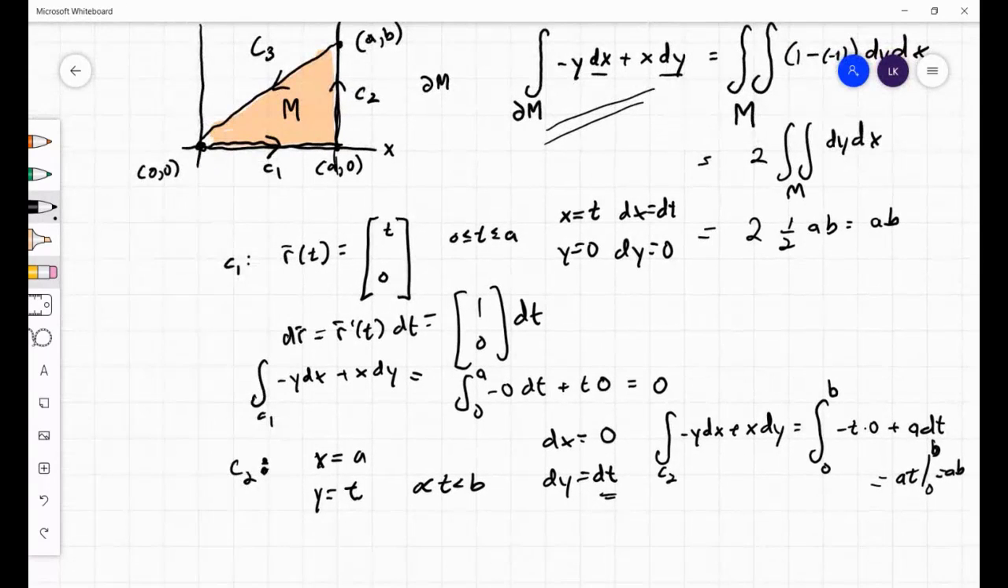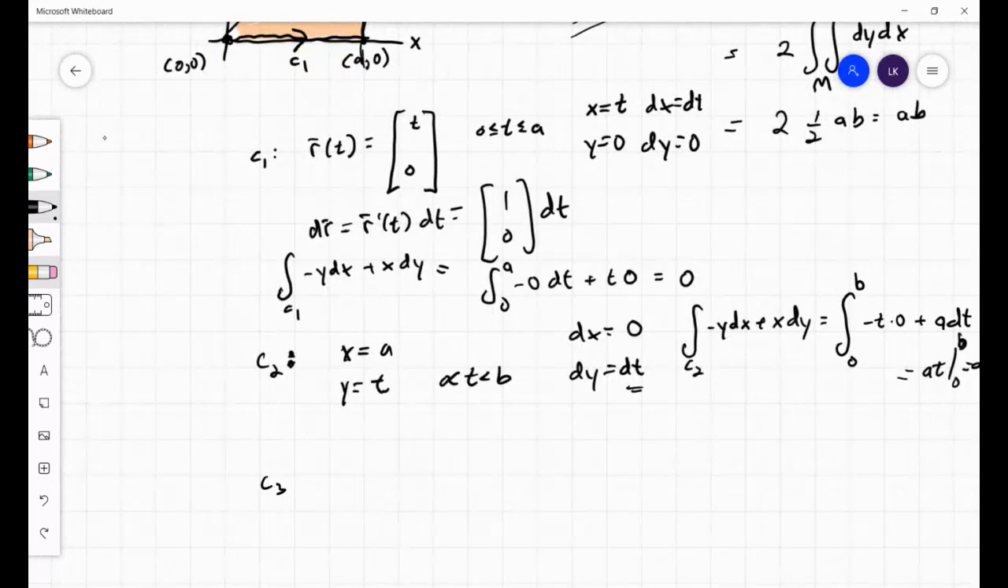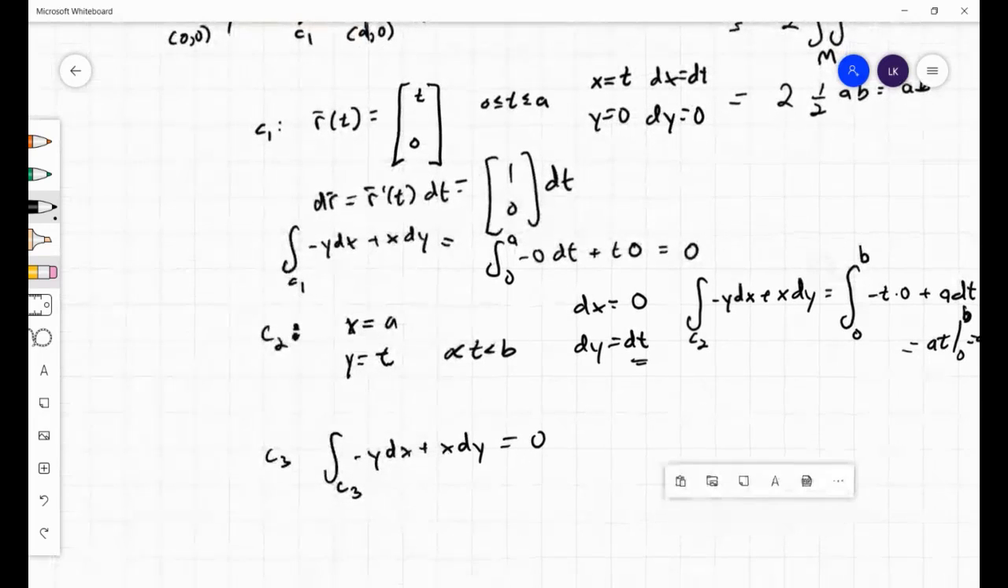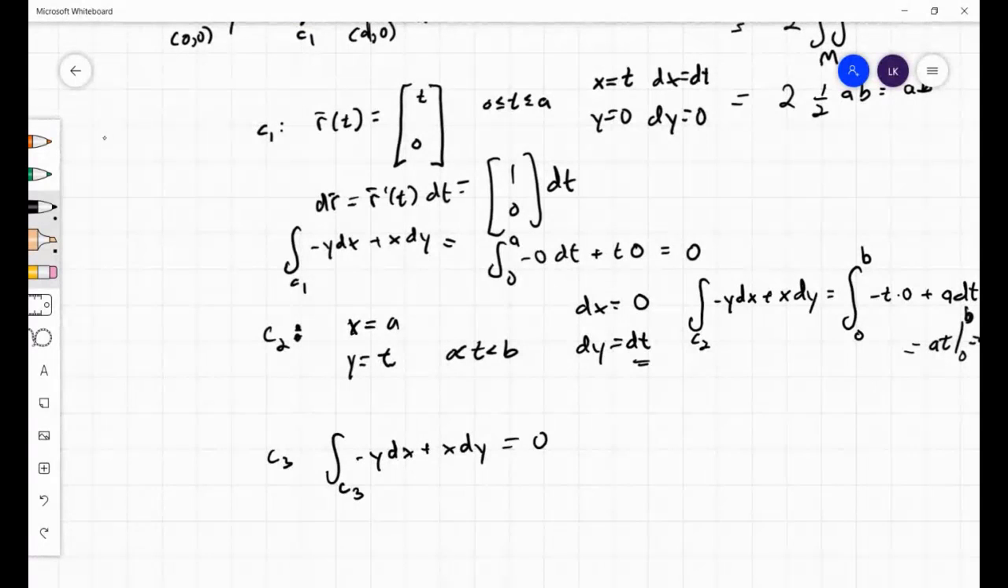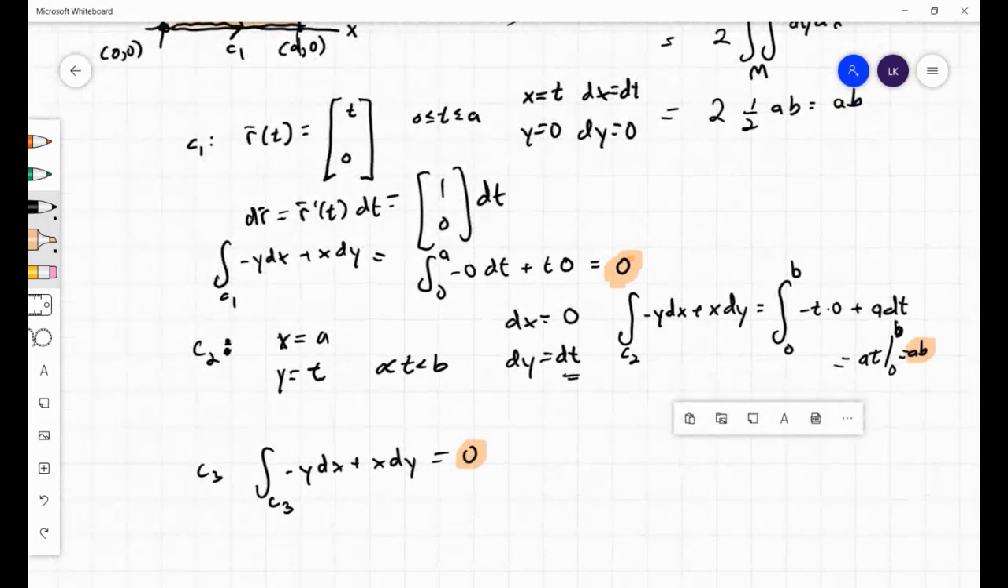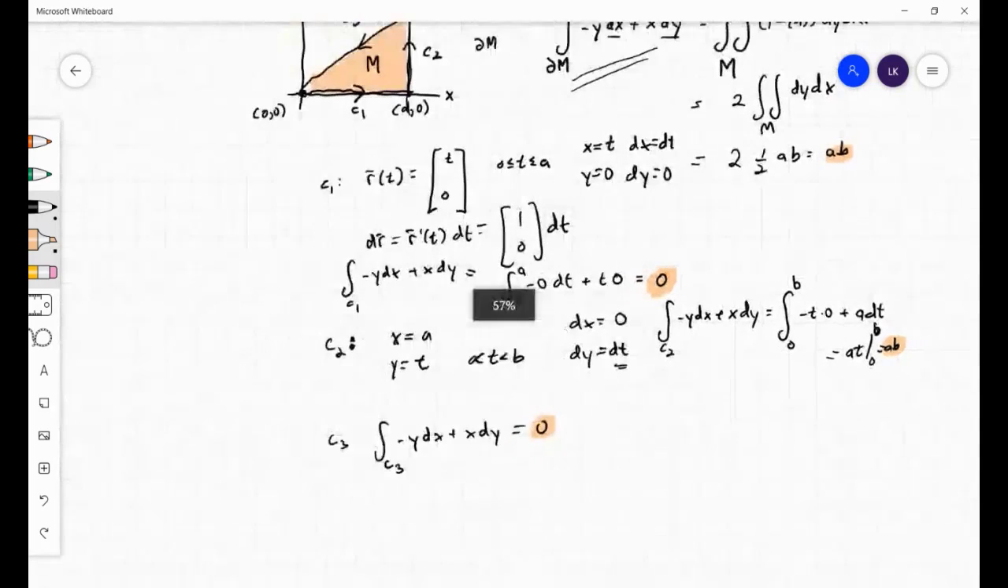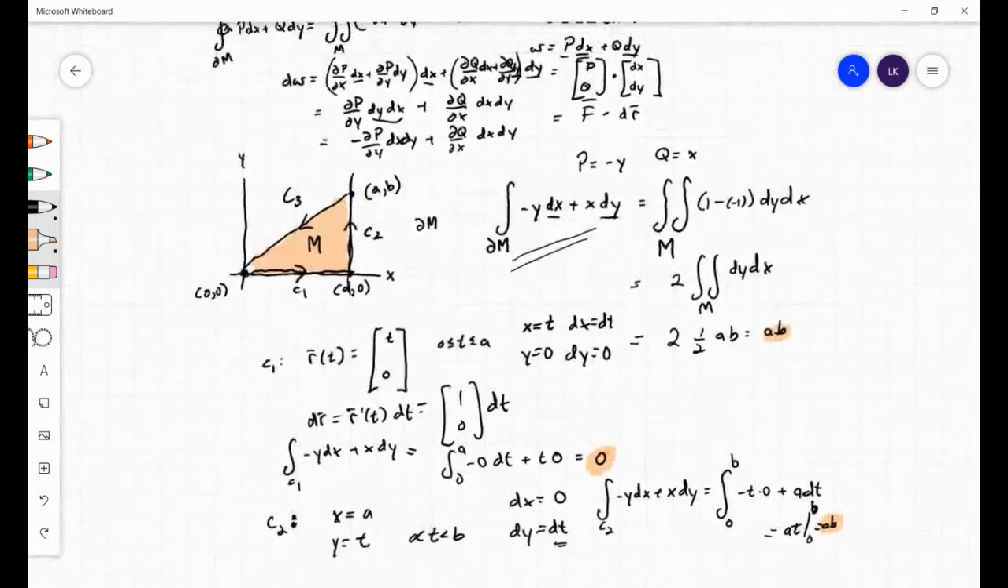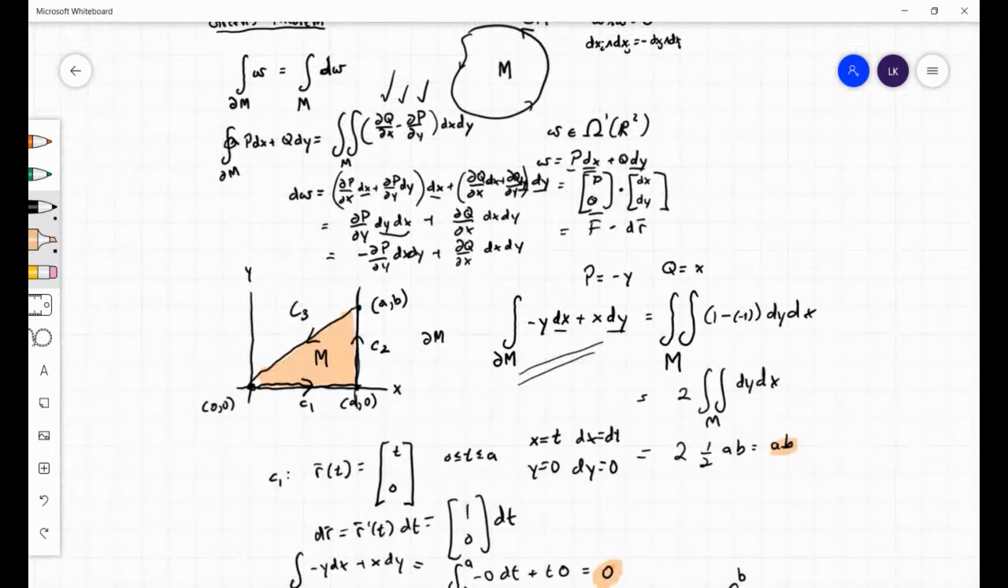And then it turns out that I'm not going to do this one, but it's pretty simple. C3, if you do that integral, you get 0 as well. Okay. So then adding those 3 results up, integral over C1 was 0. Integral over C2 was a times b, and integral over C3 was 0. So you still get a times b. Okay. So that was an example of Green's theorem, which again is just a manifestation of the generalized Stokes theorem.